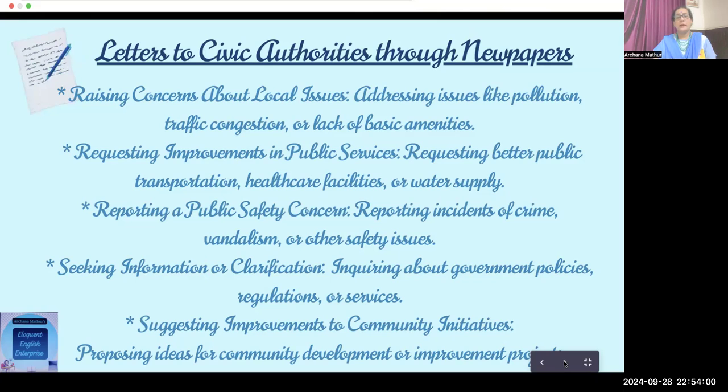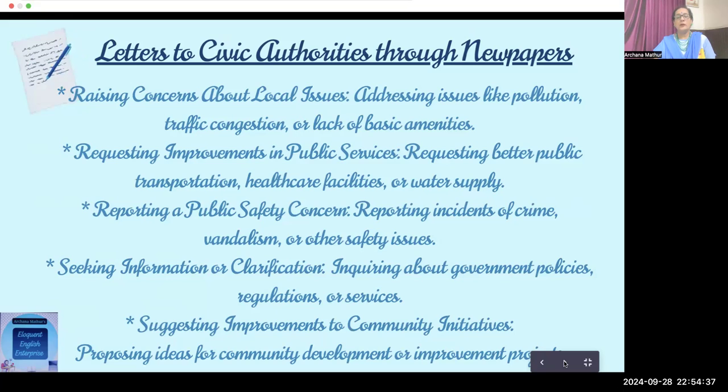Then it could be a request for improvement in public services. You could write to maybe the commissioner of your town, or any high official, and request better public transportation, healthcare facilities, or water supply. It could also be, if water supply is inadequate, you could write to the chairman or the head of the waterworks department. The third letter could be addressed to a police official regarding public safety. You could report incidents of crime, vandalism, or any other kind of safety issues in your own area.